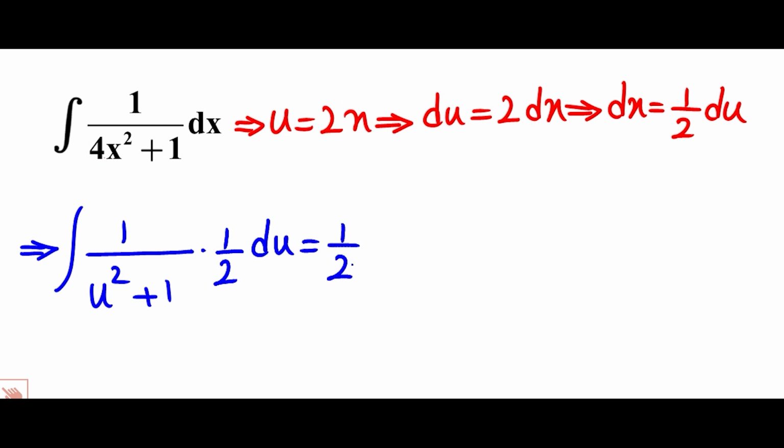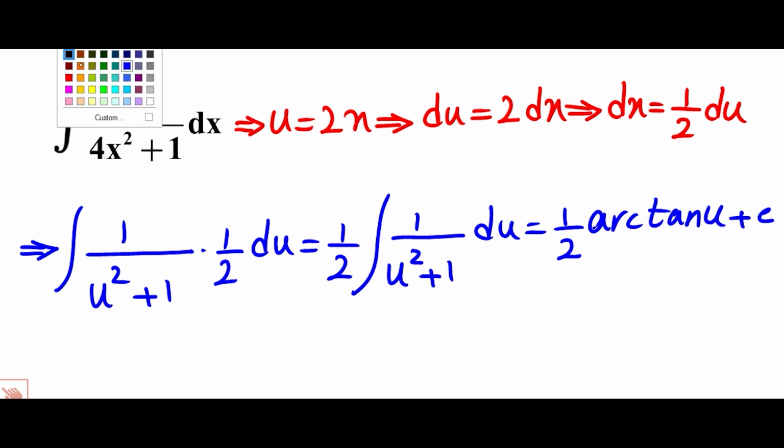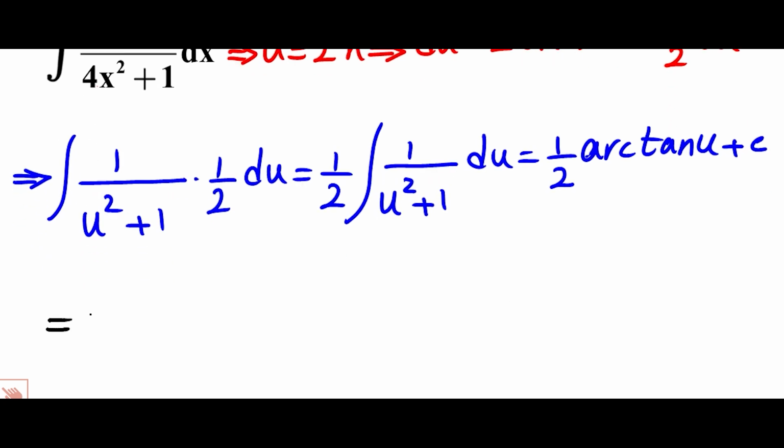So we have 1/2 the integral of 1 over u squared plus 1 du. And we know that the integral of 1 over u squared plus 1 equals arc tangent of u, so 1/2 arc tangent of u plus c, and the final answer is 1/2 arc tangent of 2x plus c.